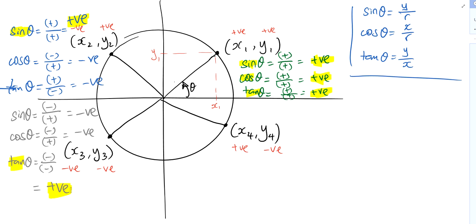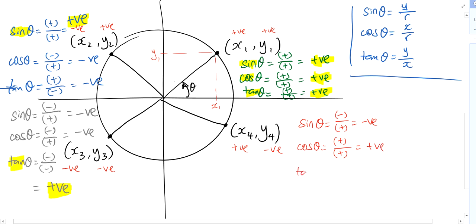Sine. Let us verify. Okay, so sine theta is, what do you have? Negative over? Answer? Okay, cosine. Positive divided by? Answer? Tangent theta? Are you sure or not? Okay, you're correct.